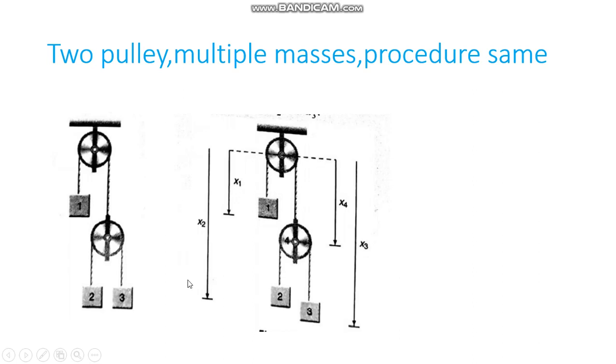So this distance is x1, this is x2, the pulley distance is x4, and the mass 3 distance is x3.